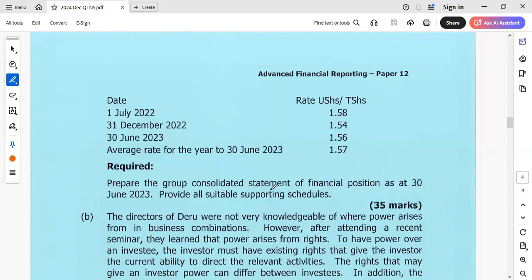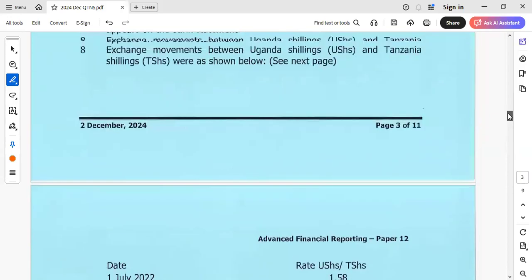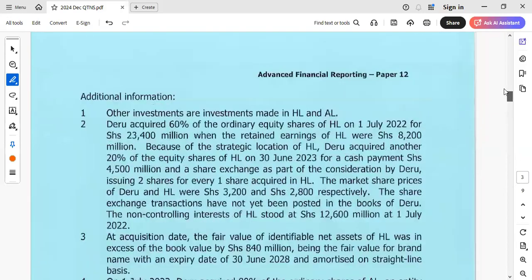So here you are preparing the statement of financial position. This is a group, so you need to know what you are going to consolidate. We need first to know the group structure.